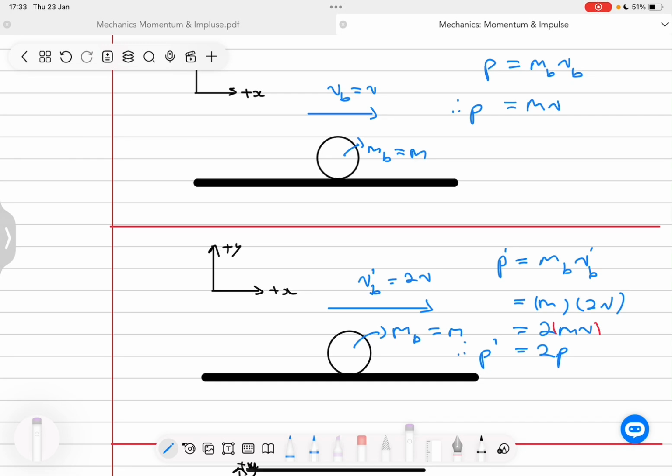That is a direct proportion. As one quantity increases, the other one increases. As the velocity increases, the momentum also increases. But they increase by the same ratio, which is 2. They increase by the same number of 2.